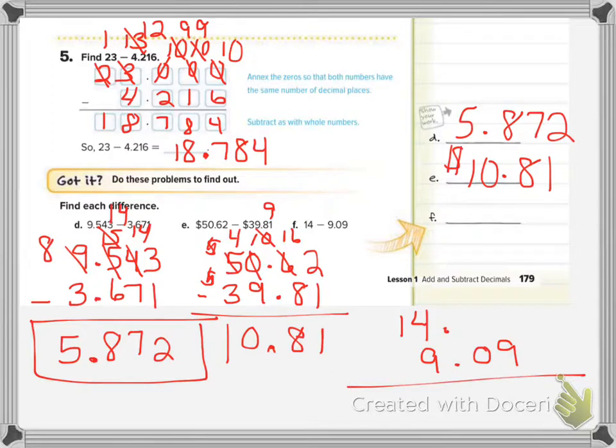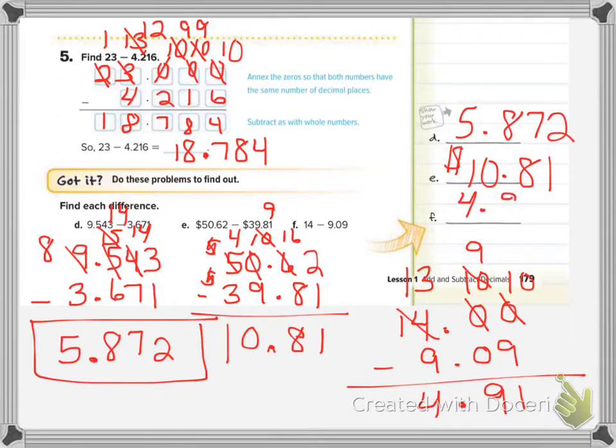So now I have 14 minus 9.09. What do I need to put up above the 0 and the 9? 2 zeros. Perfect. I have to borrow. I'm just going to cross off the 14 and make it a 13. Make that a 10. Reduce it again. 10. 10 minus 9 is 1. 9 minus 0 is going to be 9. Bring down my decimal. 13 minus 9, 4. Perfect. So my answer is 4.91.